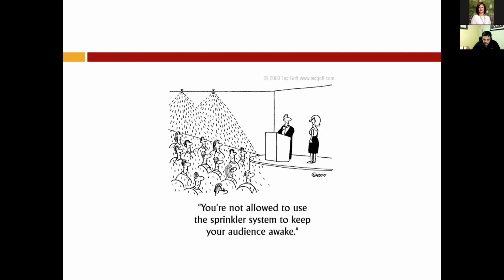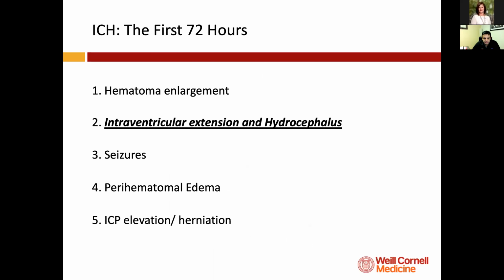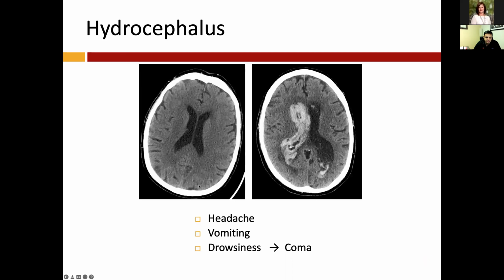So with that, we'll move forward to the next section, which is intraventricular hemorrhage and extension, and what it does in terms of hydrocephalus. So this is an example of how a normal ventricle should look. And when blood seeps into the ventricle, there is ballooning of the ventricle and obstruction to the flow of CSF. And so now you have hydrocephalus and you have intraventricular hemorrhage.